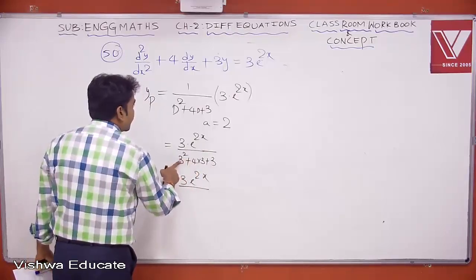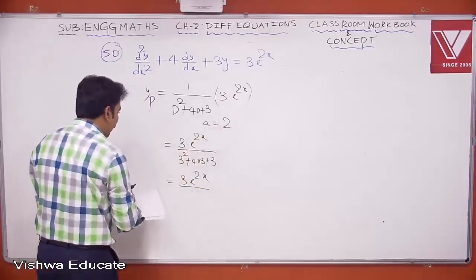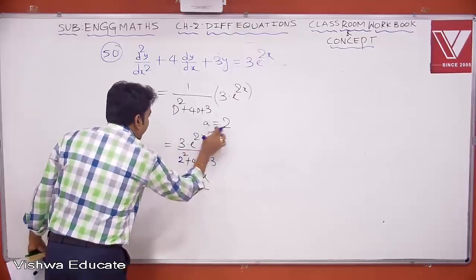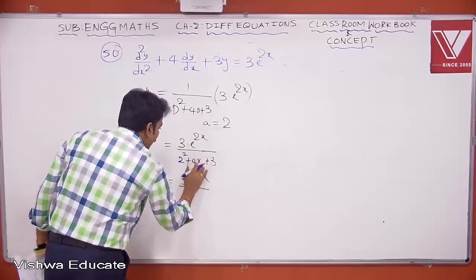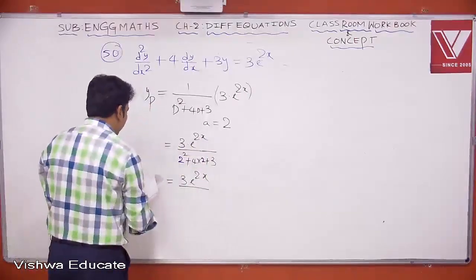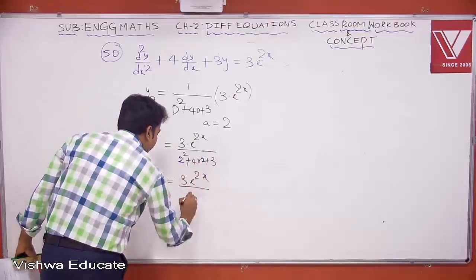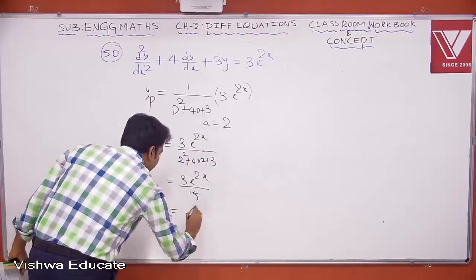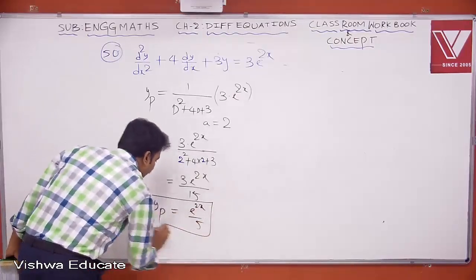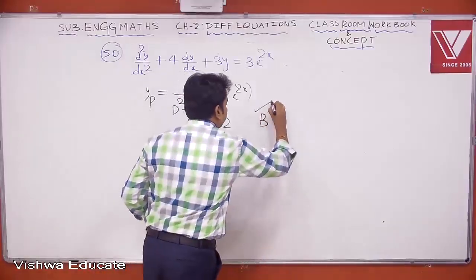Here the value is actually 2, so we need to replace D with 2. So this is 2 square plus 4 into 2 plus 3. Therefore, 3 into e power 2x divided by 2 square plus 4 twos plus 3. So this is 4 plus 8, 12, plus 3, 15. Therefore, this expression is e power 2x divided by 5. So this is my Yp, e power 2x divided by 5. So option B is the right answer.